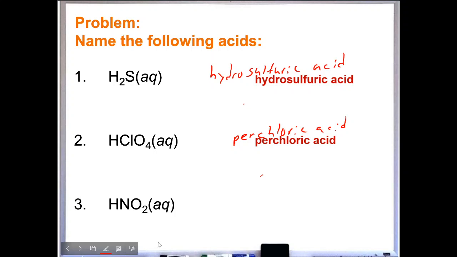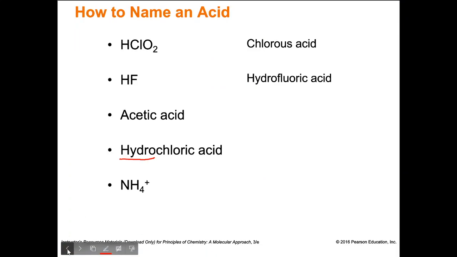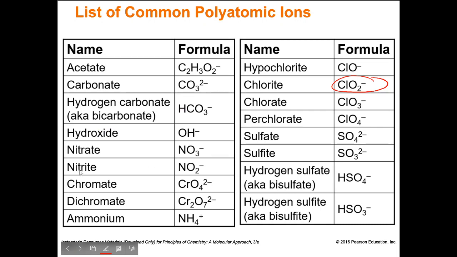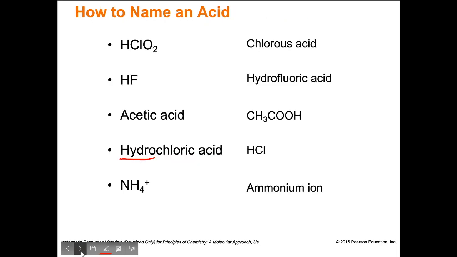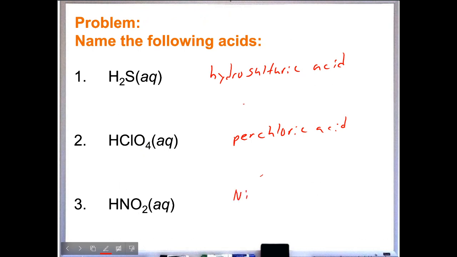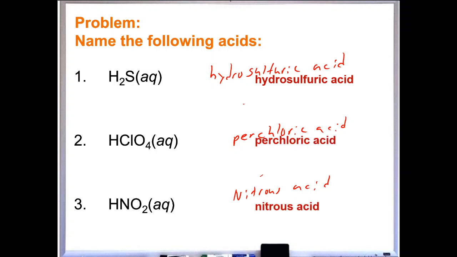Okay, the next one, I have HNO2, again another oxyacid. So let's go back. NO2, nitrite. Remember, ite to ous. So this would be nitrous acid. Let's check those, and we're right. If this was HN, we would write hydronitric. It takes a second to think about these sometimes because they're not commonly used. But that's just to avoid the confusion. That's why we named them differently.